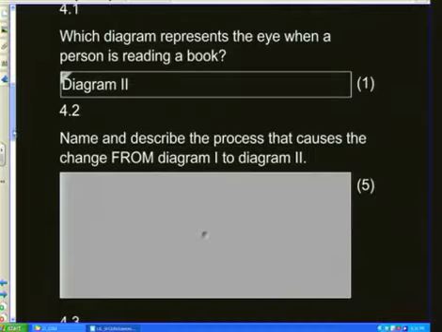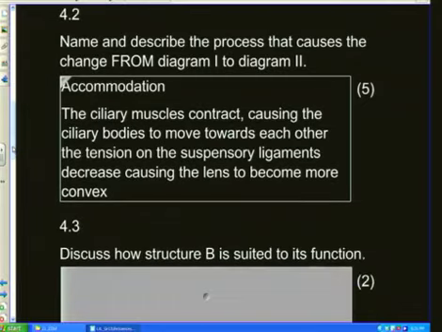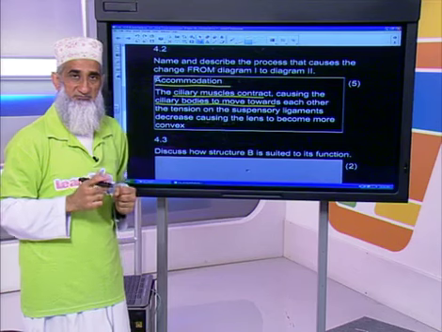Okay? Name and describe the process that causes the change from diagram 1 to 2. In other words, how do we change the eye to see near? And that's known as accommodation. First we have to name it. Accommodation. So here the ciliary muscles contract, causing the ciliary bodies to move towards each other. They contract towards the lens.